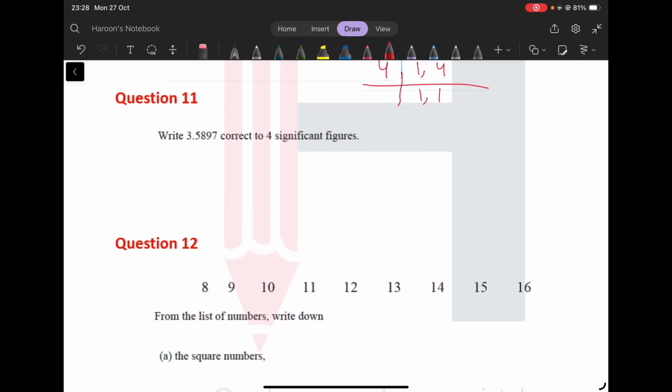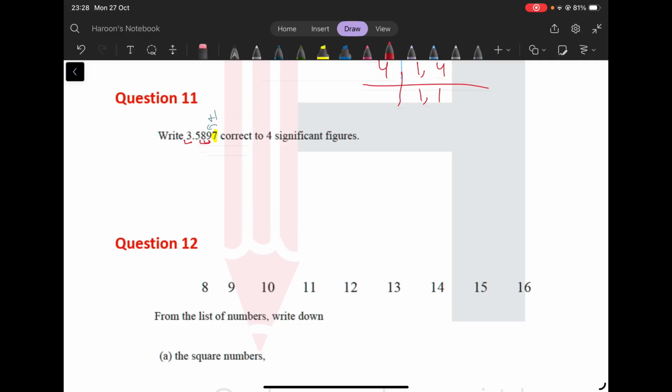Question number 11. Write this correct to 4 significant figures. First significant figure starts from this 3. Now my fourth significant figure would be this 9. Now I'll look at the fifth significant figure, which is this 7. So if it is 5 or greater than 5, then I add 1 to the previous digit. So I do need to add 1 to the previous digit, but you can see this is 89. This is 9. So when I add 1 to the previous digit, 9, it becomes 10.